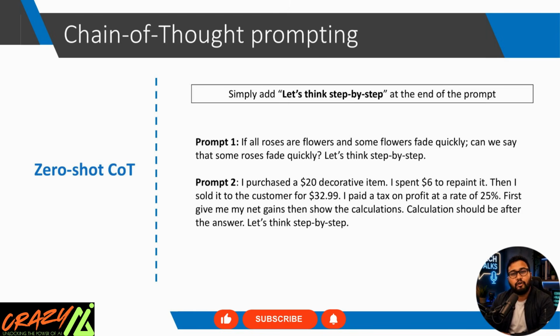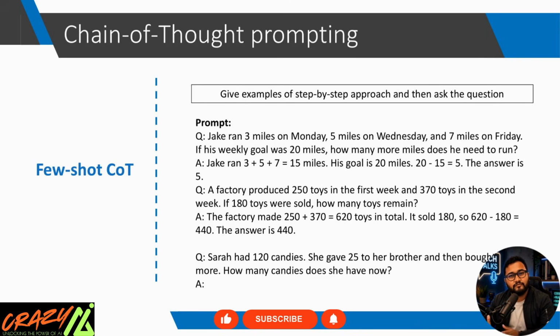An even more powerful approach is few-shot chain of thought. In few-shot chain of thought prompting, we provide examples before asking the target question. Each example demonstrates how the reasoning process should be performed. The AI observes the pattern and then applies the same reasoning style to the new problem. This approach often produces more accurate and consistent results than zero-shot prompting, especially for complex tasks.